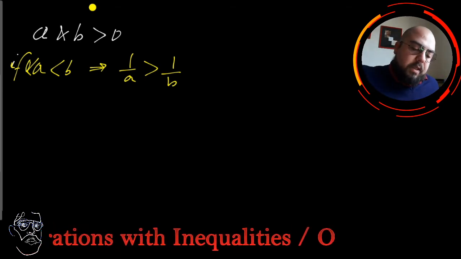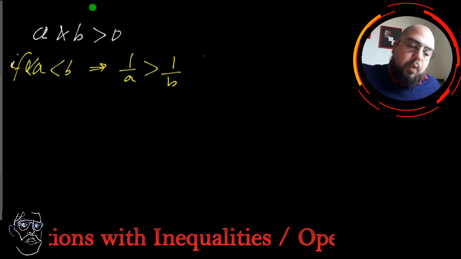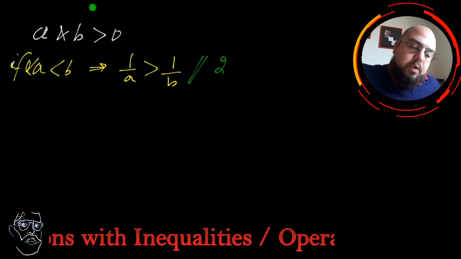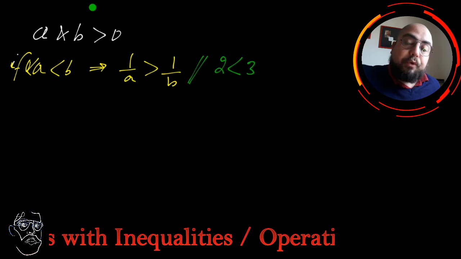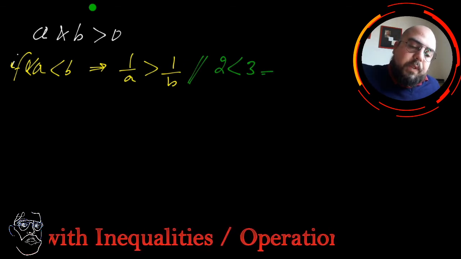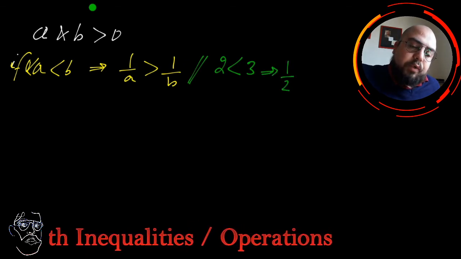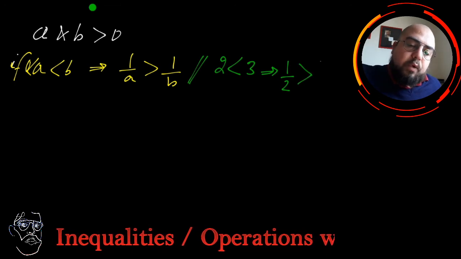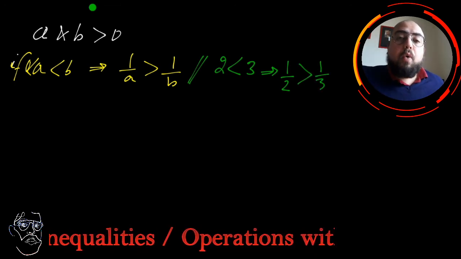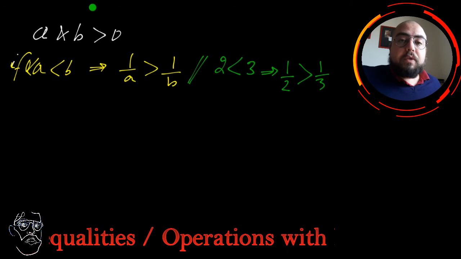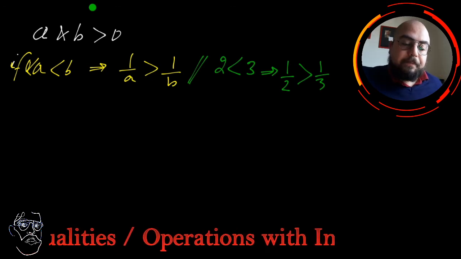So let's take an example related to this case. We have 2 smaller than 3 and both of them are positive. From this you can deduce that 1 over 2 will be greater than 1 over 3, and 1 over 2 is actually 0.5, which is greater than 0.333.